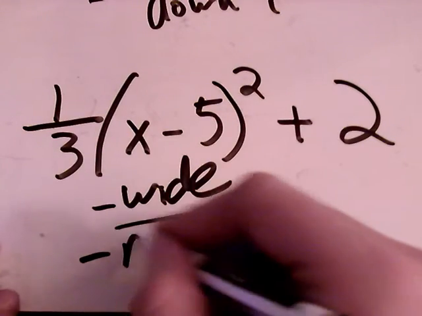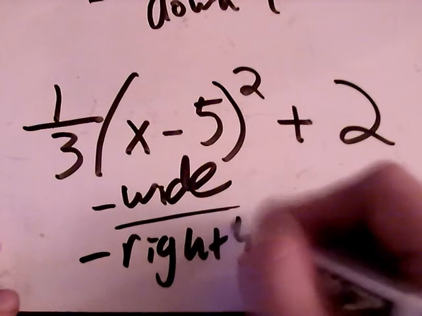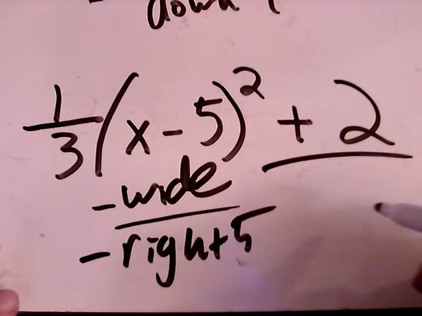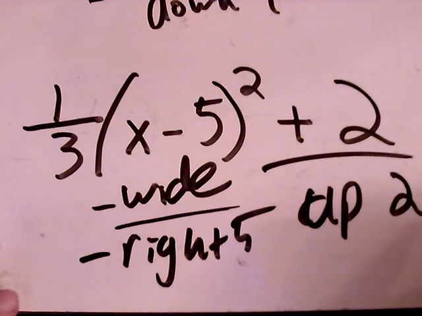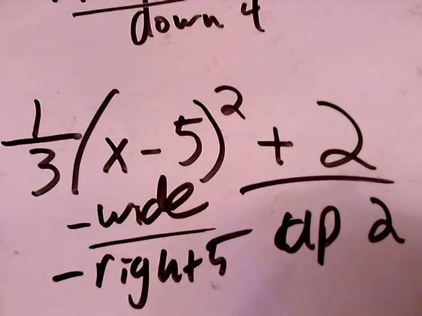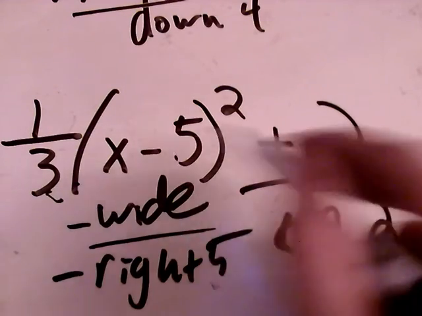Alright, so look at negative 5, that means right 5. And then obviously that leaves plus 2, which means up 2. Alright, so make sure we know how to do these and do everything I'm asking you.